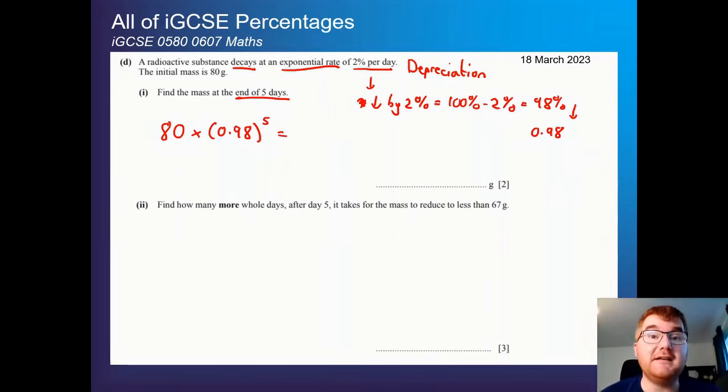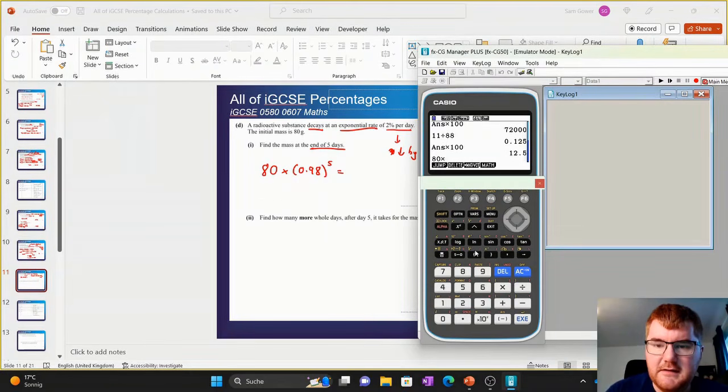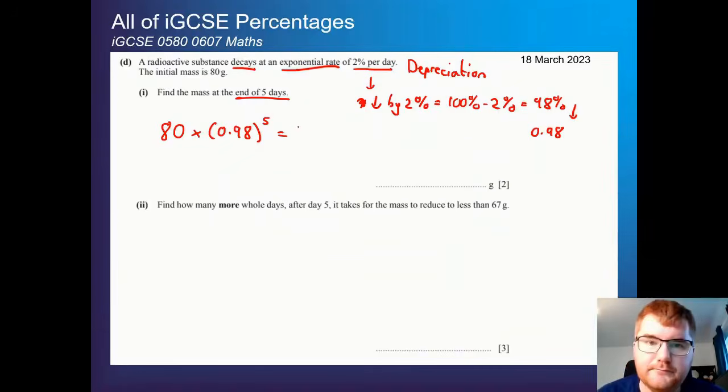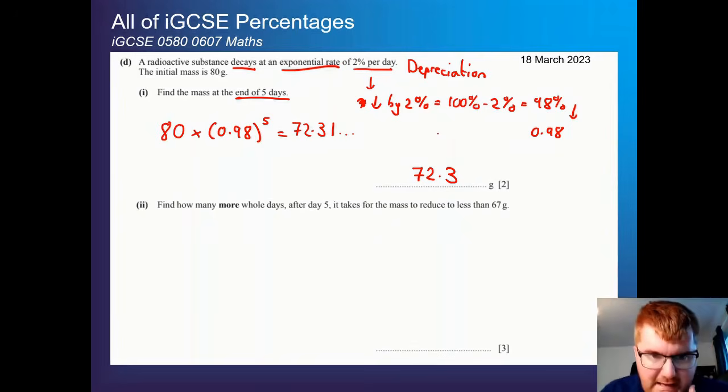So we're just going to pop this into our calculator, and you'll see exactly where you can find this button to raise it to the power of 5. So we get 80 times, get the brackets out here, 0.98. And the button we're looking for is this chevron key here. So we click on this and it allows us to put any power that we want. We want to work with 5 in this case, giving us our answer then of 72.31. And generally we round this to 1 decimal place, so we're going to get 72.3 grams.